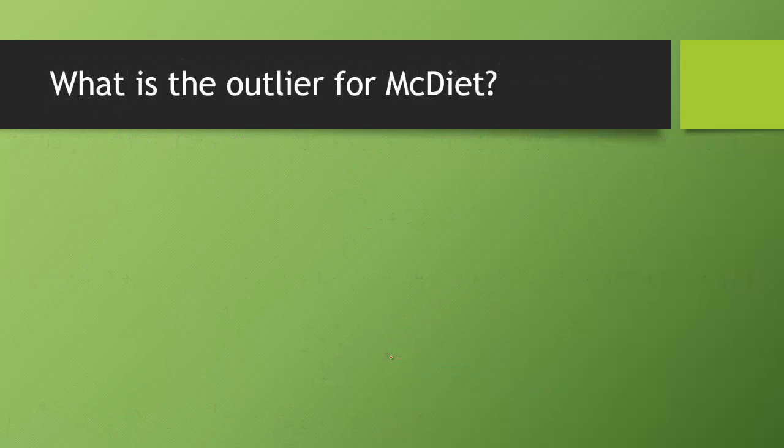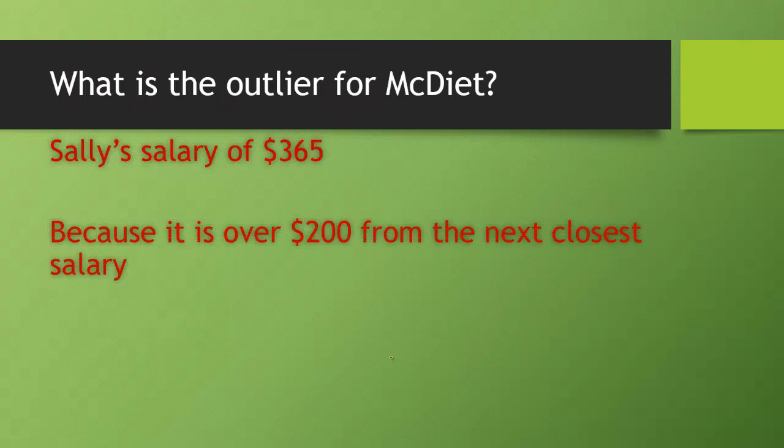Now, if you notice, McDiet did have an outlier. Okay, it had that 365 salary, and that was about $200 from the next closest salary. So that's why it would be considered an outlier. All the rest were fairly clumped, but this one was way off from the rest. So we consider that an outlier.